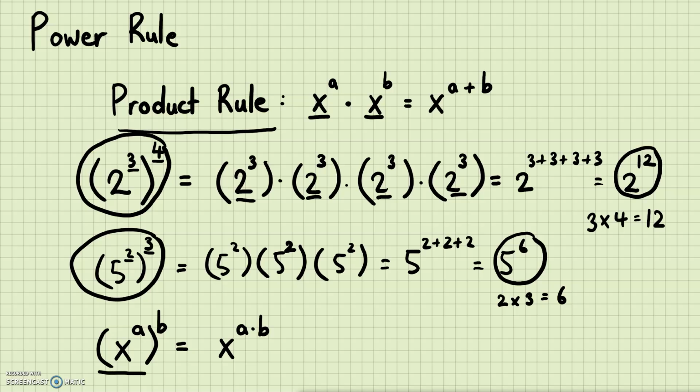So look at the difference between this rule, which is the power rule, and the product rule. In the product rule, we are multiplying two terms that have the same base. For the power rule, we are raising an exponential expression to a power. And when we do that, we are multiplying the two powers together.